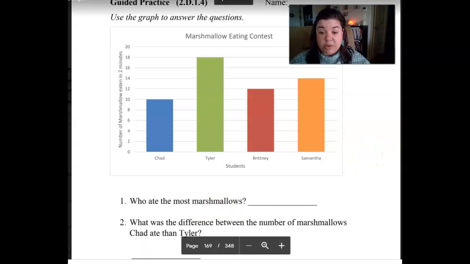Good. Next question is, how many marshmallows did Brittany and Samantha eat together? So first you have to ask yourself, is this going to be an addition problem or a subtraction problem? I'm not going to tell you yet. I want you to go figure it out and then come and check your answer. How many marshmallows did Brittany and Samantha eat together? Pause the video and work this out.